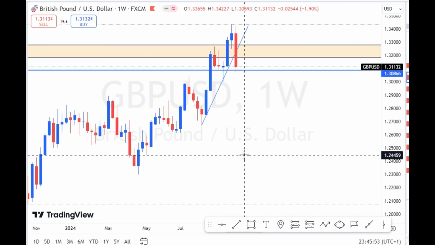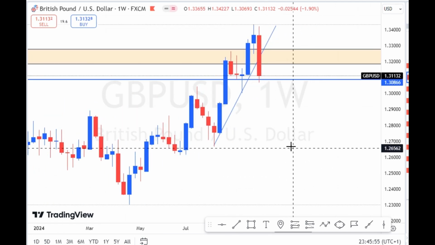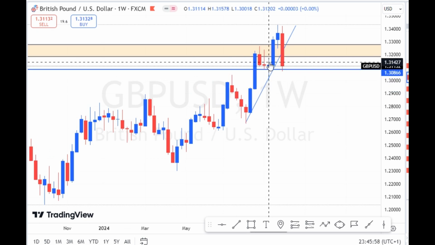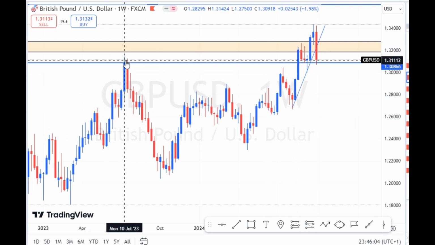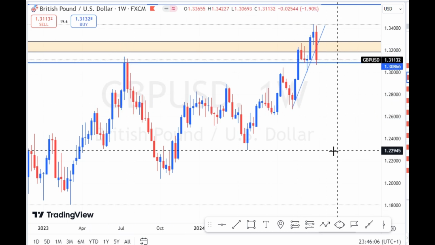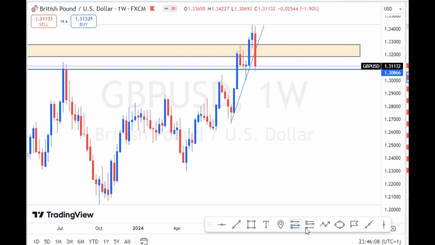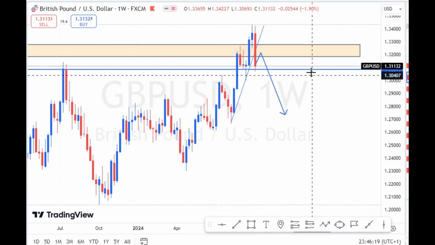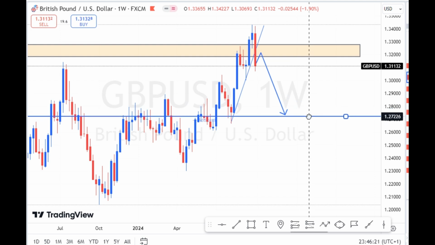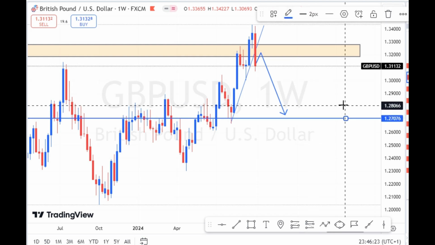On my weekly chart, you can see clearly that Great British Pounds USD has tested this weekly support level. So long as price tested this weekly support level and failed to close above it and rejected from this support level, it shows that the Great British Pounds USD will be doing a retest before we see our selling opportunity. So we're looking for a selling opportunity around this resistance area to the downside, with our target at this level for Great British Pounds USD this coming week.